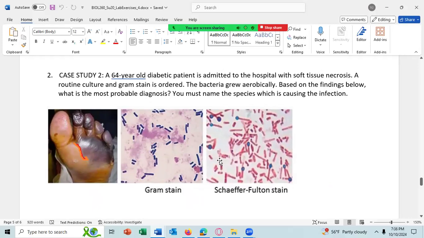And then they did the Schaefer-Fulton stain. And you should get some information from this, both of these slides. And name the species which is causing the infection. Any question about any of that?